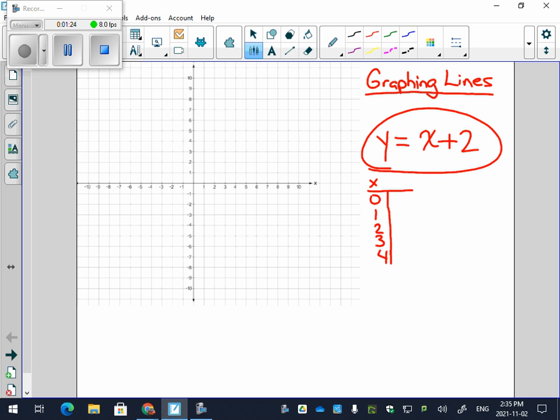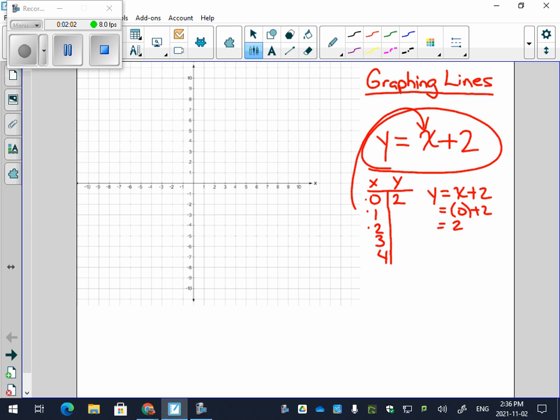Remember that this part of the t-chart is the x values, and these ones are the y values. So we're simply going to take these values here and substitute them into our equation. So y equals x plus 2. For the first one, we're going to put this 0 in there. Remember, we show substitution with brackets. That's simply 0 plus 2, and that equals 2. So when x is equal to 0, y is going to be equal to 2, and you write it in your t-chart like that.